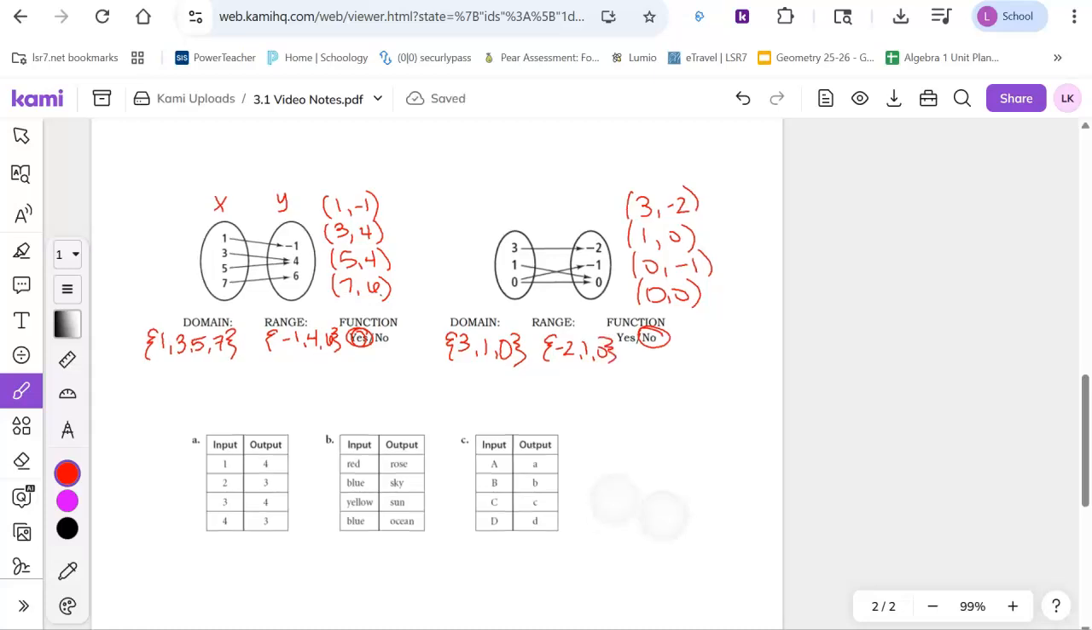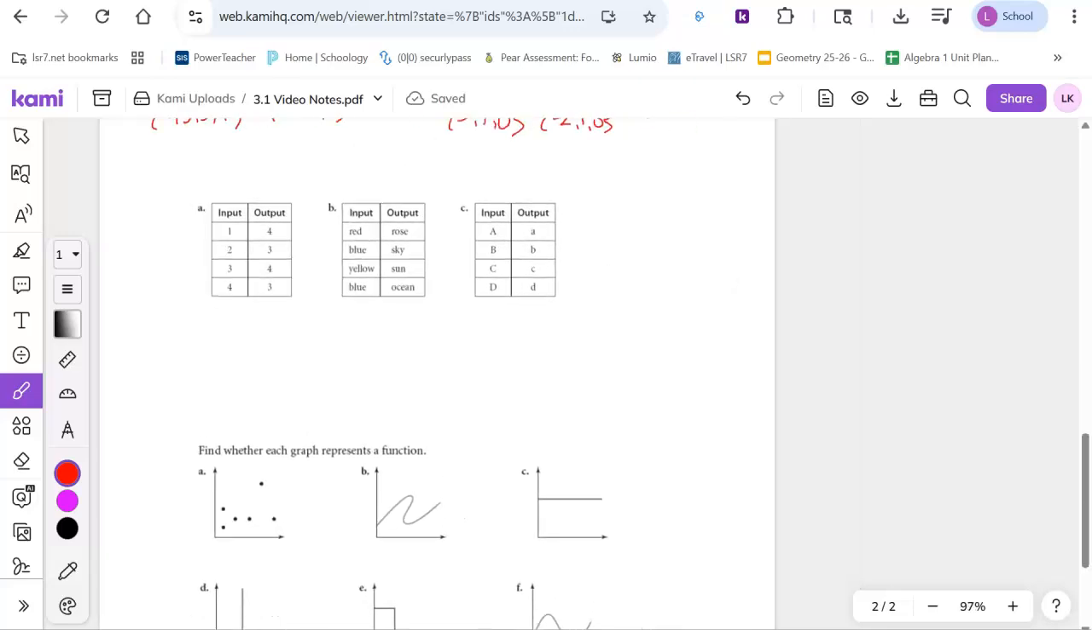Now you could also have a table. We're going to do the same thing here. The table states I want my domain, my range, and if it's a function. So my domain is my inputs or my x's. So my domain is 1, 2, 3, 4. My range is just going to be 3, 4. Do any of my x's or my inputs repeat? No. So it is a function.